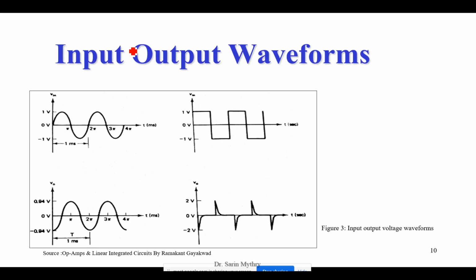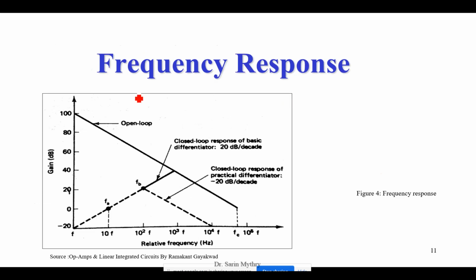So these are the input and output waveforms which you have seen. If you are giving a sinusoidal waveform, you are going to get the cosine waveform. If you are giving a square wave as input, you are going to get this kind of waveform. So these are the input and output waveforms. Now let us see the frequency responses.